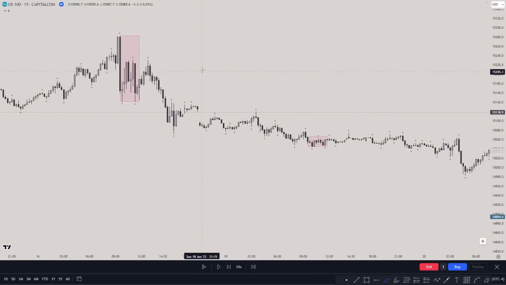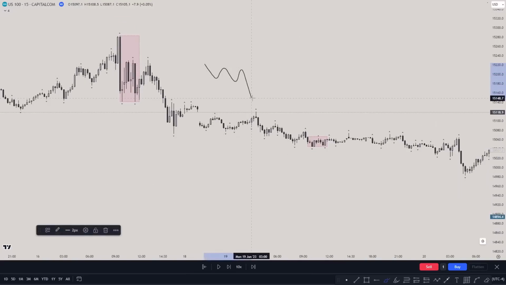You could see the Judas swing being created. So something like this, and then price is going up. So this is your Judas swing. You will see it very clearly. You see Judas swing and displacement. When we have the displacement, we know this is the Judas swing.